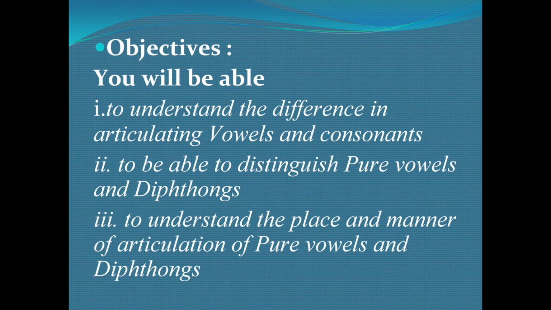So through this lesson you will understand the difference in articulating vowels and consonants. You can distinguish pure vowels and diphthongs. You will understand how these pure vowels and diphthongs are articulated. Now we keep writing English and we also speak English. So when we are writing, what are we using? We are using alphabets. When we speak, we are making use of phonemes.